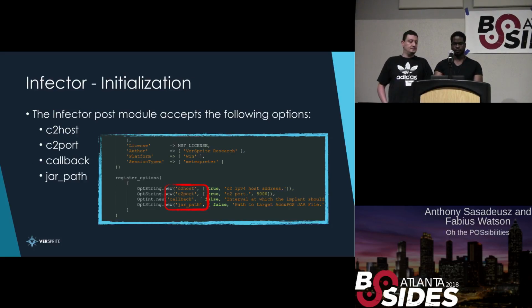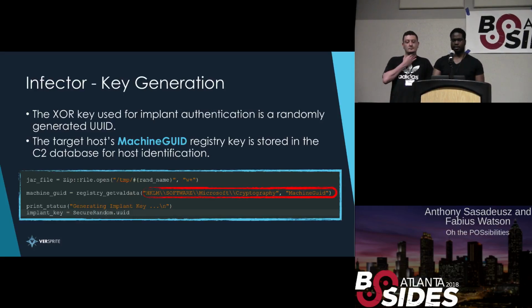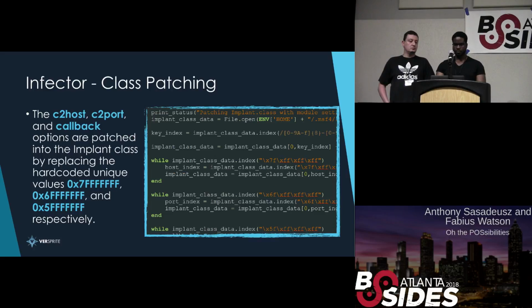of the actual application. So when the infector is initialized, the operator is able to set four different options: C2 host and C2 port, callback, which determines how often the implant calls back to the C2, and jar path, which is used to change the target jar path in case the application isn't installed in the default location. Whenever the infector begins, it first generates a key to be used for initial communication to the C2. The infector also patches the implant class.